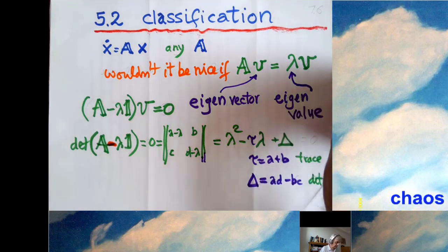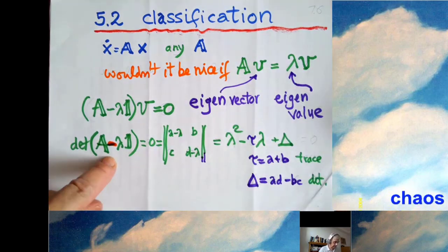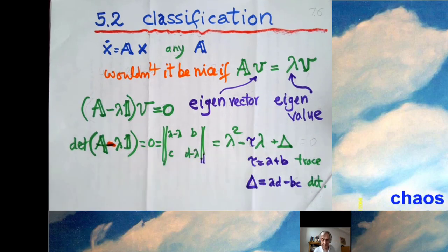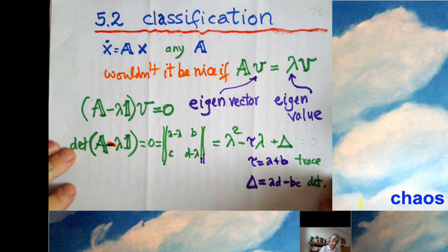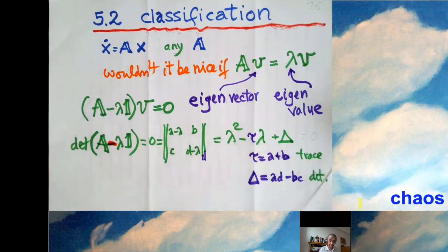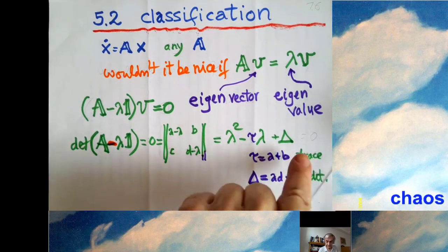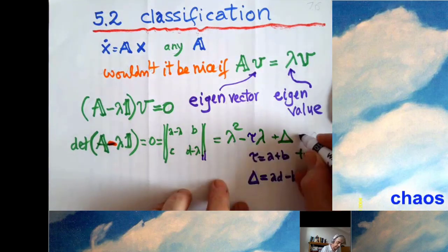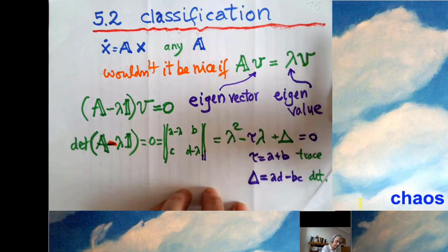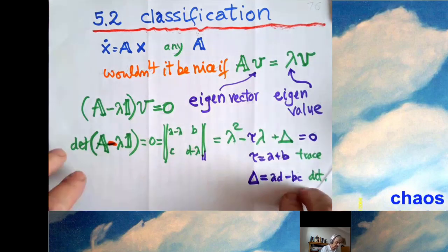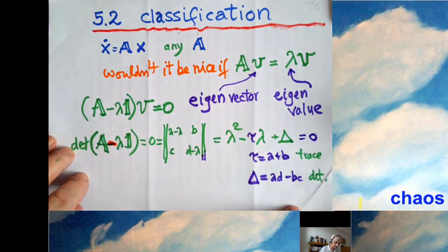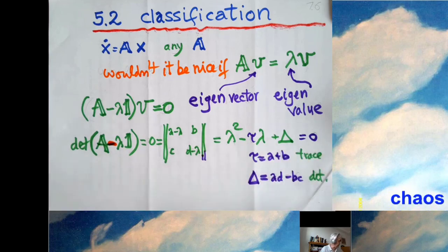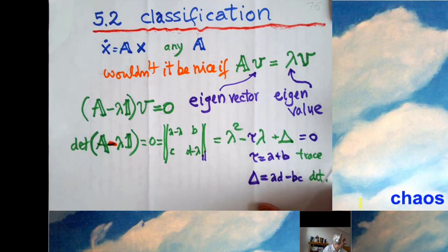So it turns out this thing will be zero only if this polynomial in lambda is zero. In other words, we have to find the roots of this polynomial. We have to solve the quadratic equation. And notice that this quadratic equation doesn't depend on these four numbers. It only depends on two. One is called trace, one is called determinant. We'll come back to that because that's important.